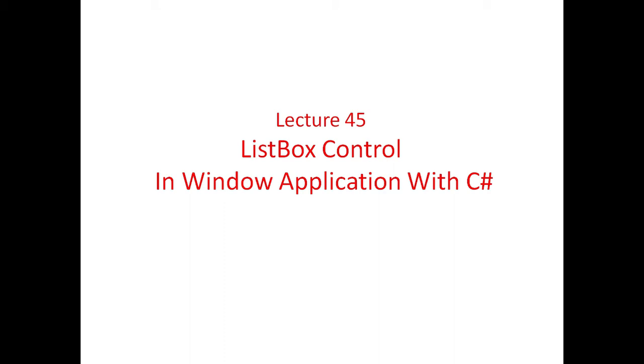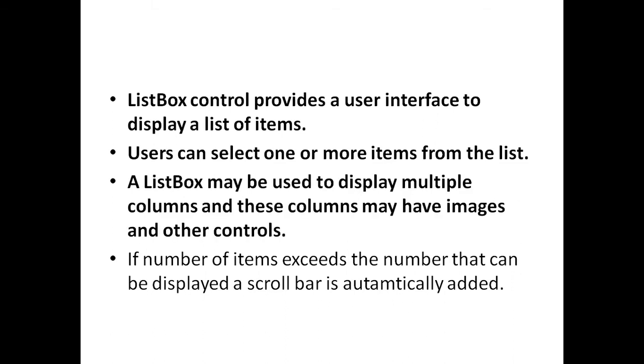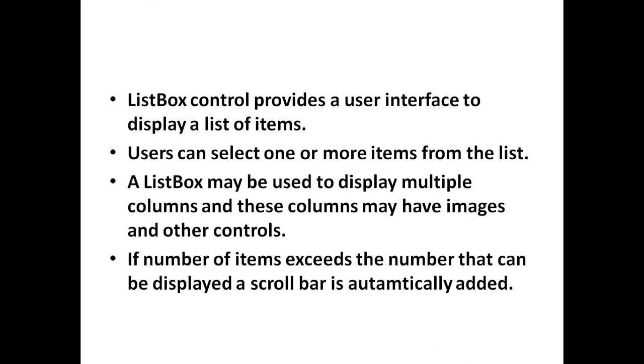Here we will see the list box control in a Windows application. The list box control provides a user interface to display a list of items. The user can select one or more items from the list. A list box may be used to display multiple columns, and these columns may have images and other controls. If the number of items exceeds the number that can be displayed, a scroll bar is automatically added.